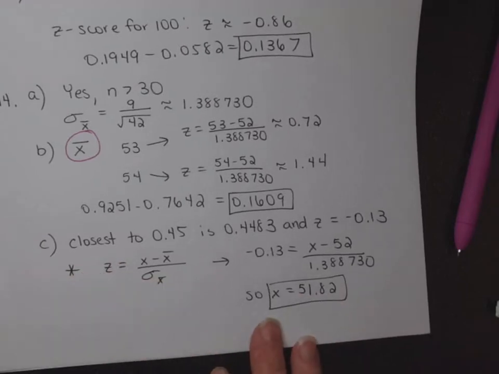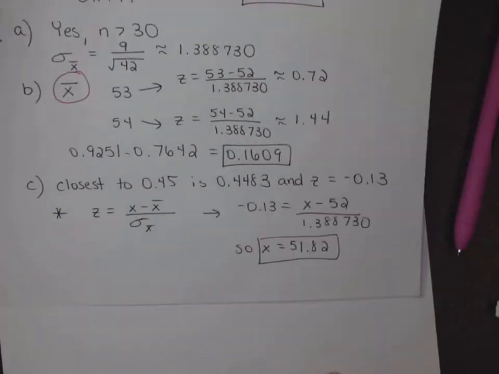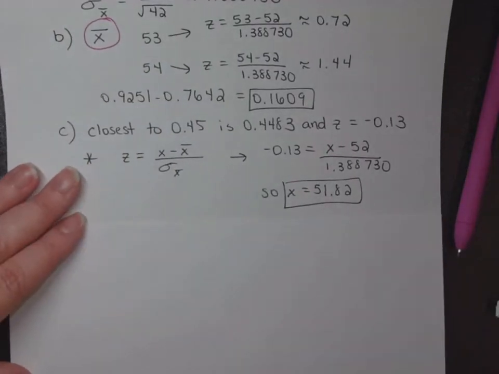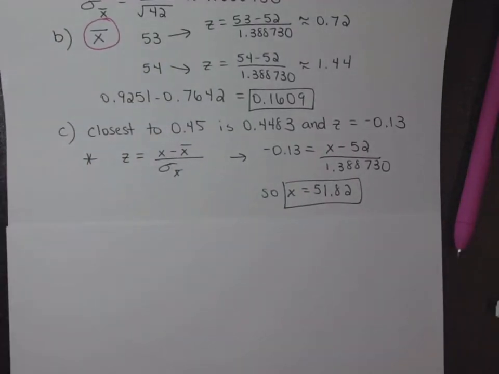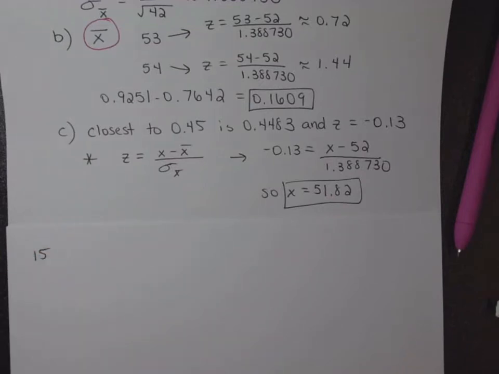Okay. So a mean of 51.82 would be bigger than 45% of the other means, basically. Remember, this is where you're trying to decide how many samples you're going to take and so on and so forth. This is when usually you have a really big population. All right, let's look at 15.